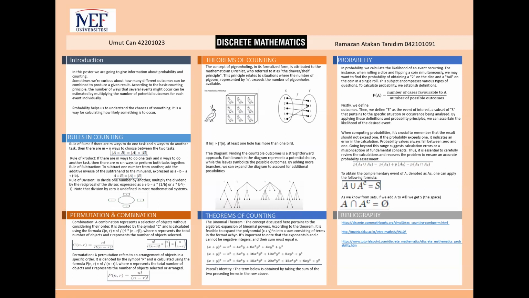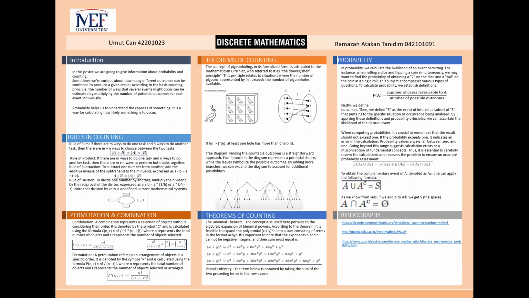tail on the coin. By applying this definition and the principles of probability, we can determine the likelihood of the desired event. We consider the ratio of the favorable outcomes, that is, those that satisfy the event of interest, to the total number of possible outcomes in the sample space. This ratio provides us with the probability of the event occurring.